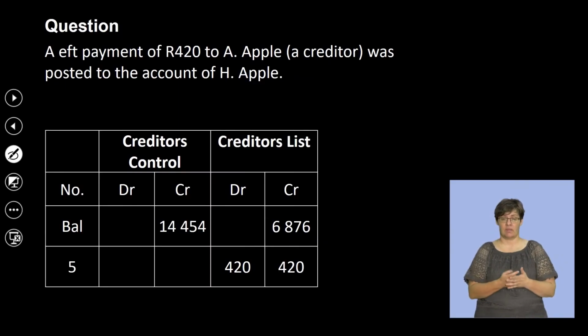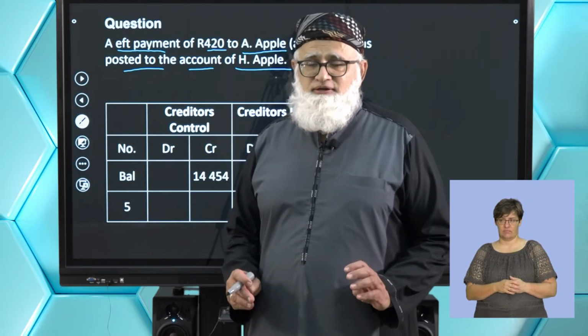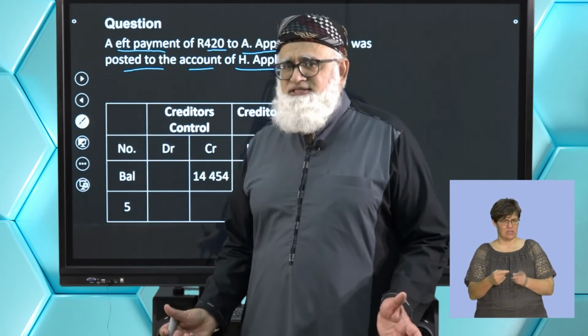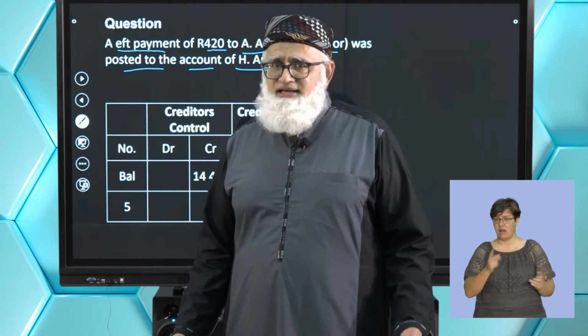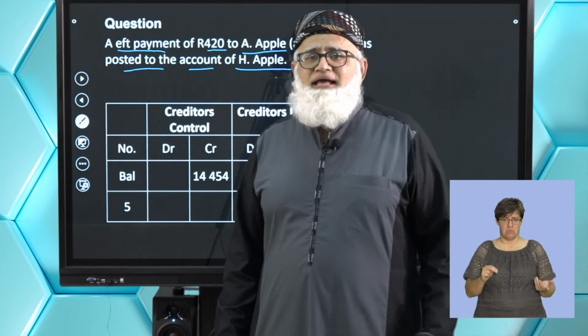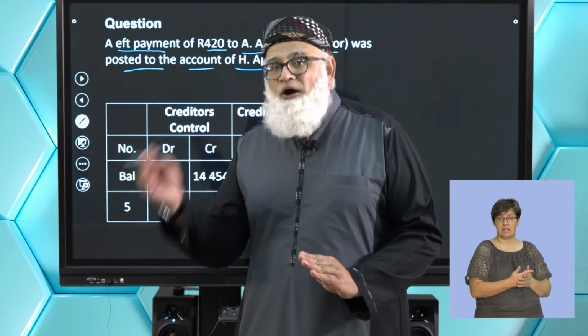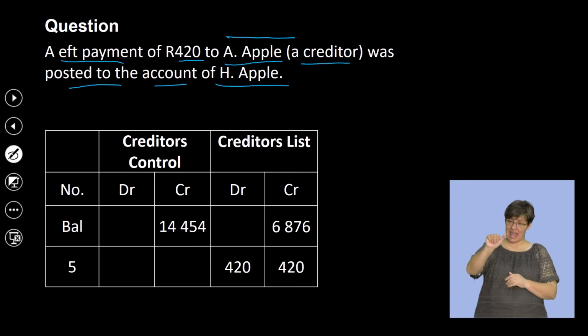An EFT payment, right, of 420 to A Apple, a creditor, was posted to the account of H Apple. Okay, first question. Would this transaction result in any difference between the control and the list? And the answer is an emphatic no. Why? Yes, a payment was made, but it went to the wrong account. Instead of A Apple, it was posted to the account of H Apple.